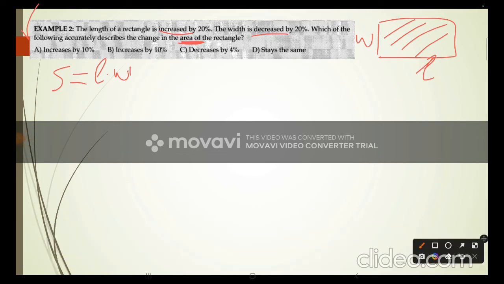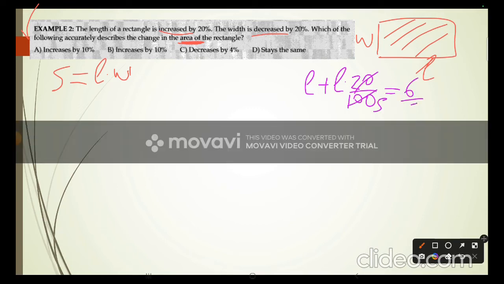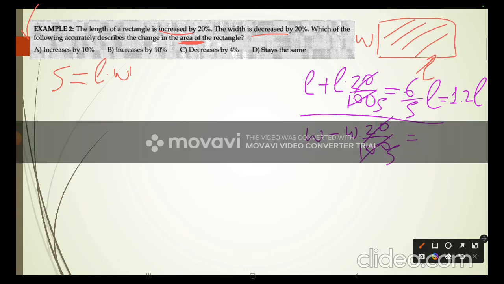Then L was increased by 20%. L plus L times 20 over 100. Cancel, 1 over 5. 5 over 5 plus 1 over 5 will be 6 over 5 L, or 1.2 L. For the W, it was decreased by 20%, minus W times 20 over 100. 5 over 5 minus 1 over 5 is 4 over 5 W, or 0.8 W.